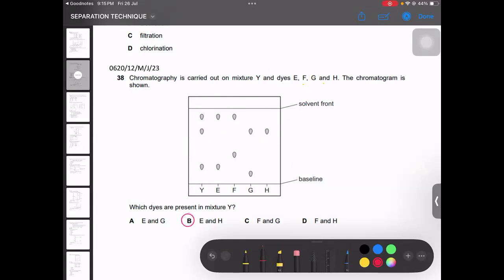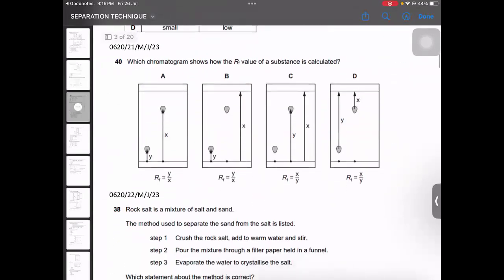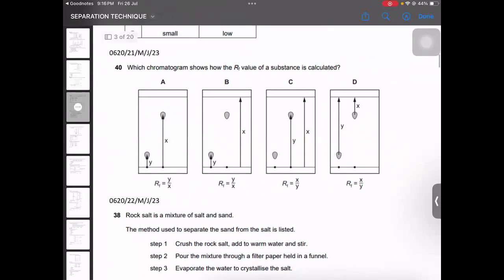We have a lot of questions just like this. Obviously in the start, you will have some difficulties, but inshallah, after some time, it will be easy for you. So let's look at another question. See this, question 40.